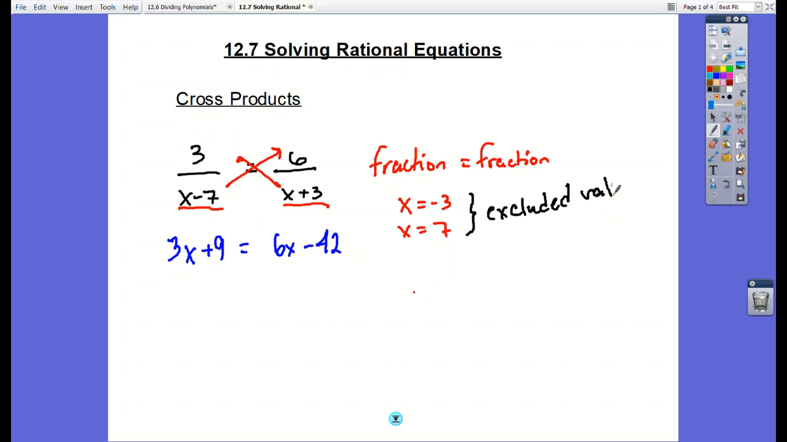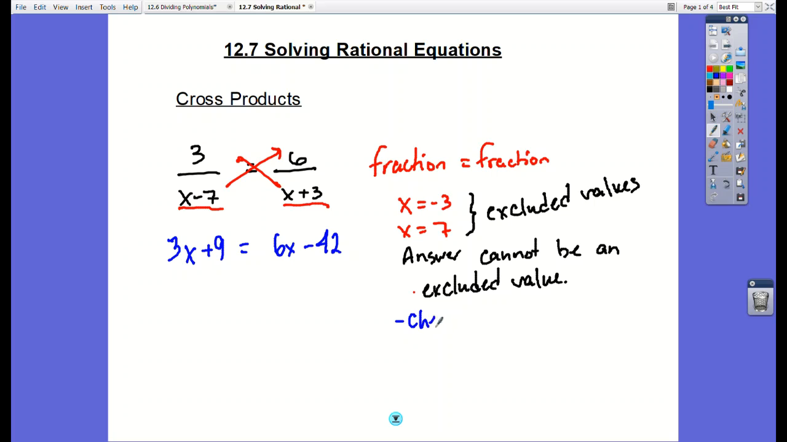And because x cannot equal them, this also means that our answer cannot be an excluded value. It's not allowed. So what you guys need to do is check every one of your problems, and once you've solved it, check to make sure that your answer isn't an excluded value. So we call that checking for an extraneous solution.